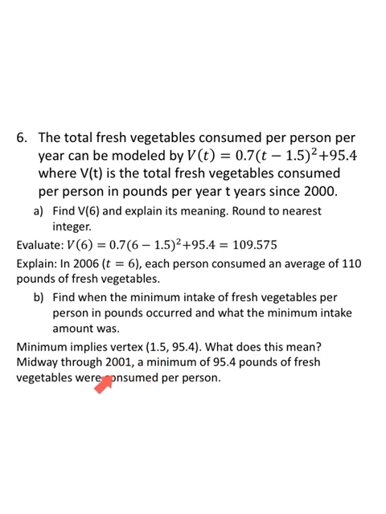So what does it mean? 1.5, 1.5 years since 2000. So I don't know, midway through 2001. A minimum of 95.4 pounds of fresh vegetables per person were consumed each year, that year. Oh, all those words. I simplified it. A minimum of 95.4 pounds of fresh vegetables were consumed per person, on average. That's it for the quadratics.